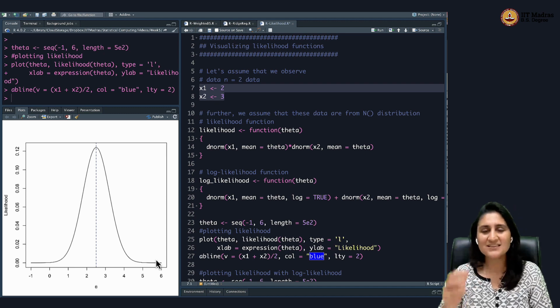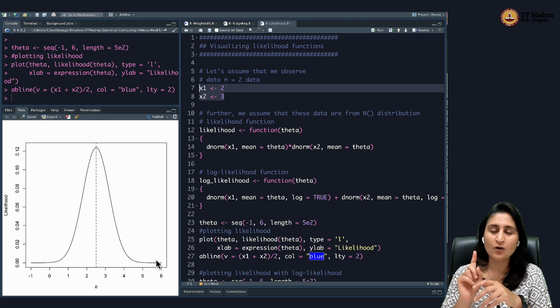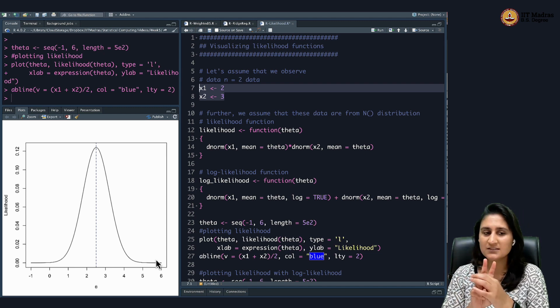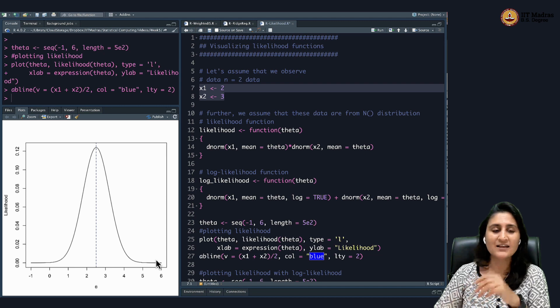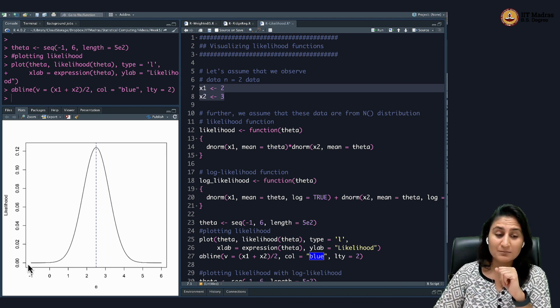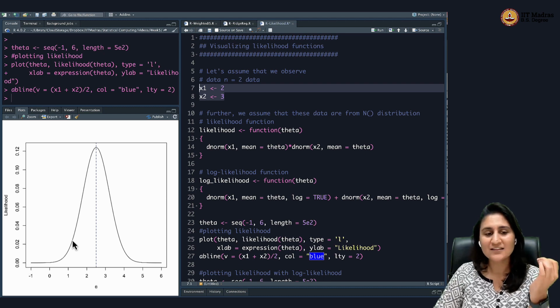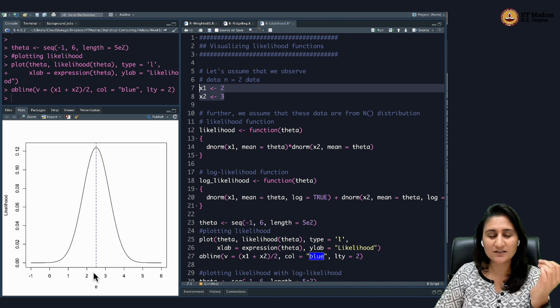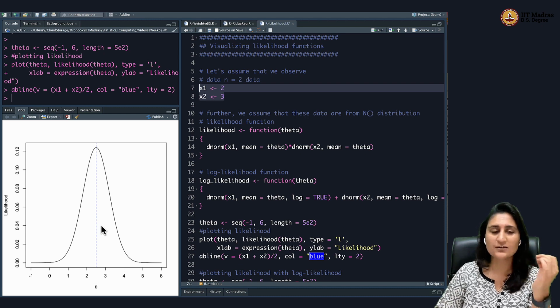What this is saying is that I obtained two data points from a normal distribution with variance 1, the data being equal to 2 and 3. Given that I've observed this, how likely is it that theta equals -1? Well, it looks like it's much smaller than at other values of theta. And where is the value of theta that gives the largest value of the likelihood function?